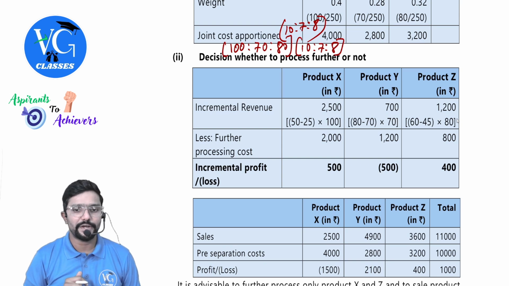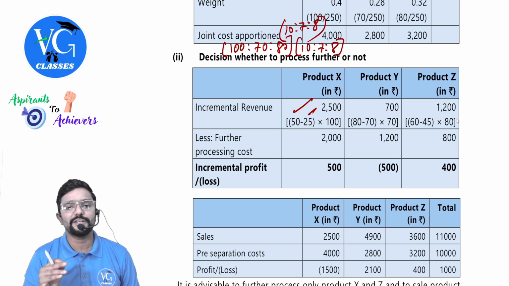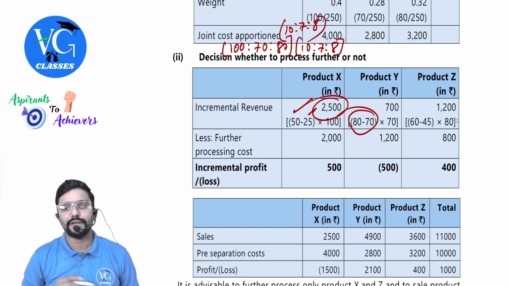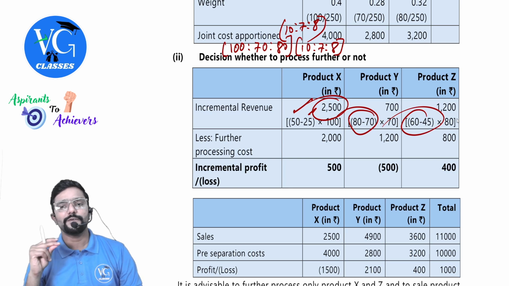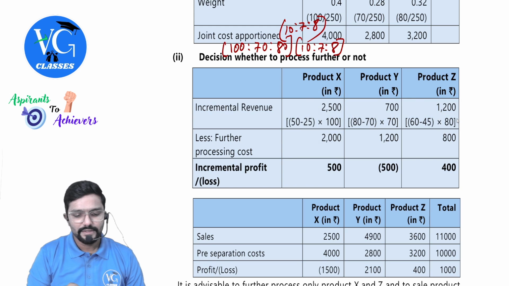Incremental revenue calculation we are doing. Guys, if I further process and sell at 50 rupees, if I sell it as split of 0.25 into 100, 2500 is the incremental. Same way here. What is the incremental sale value? 10 rupees into 70. Then here, what is the incremental? Sir, it is 15 rupees. 15 into 80.